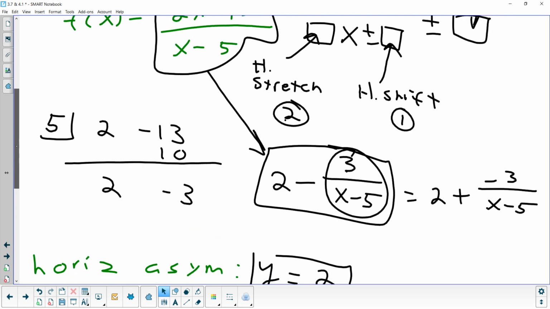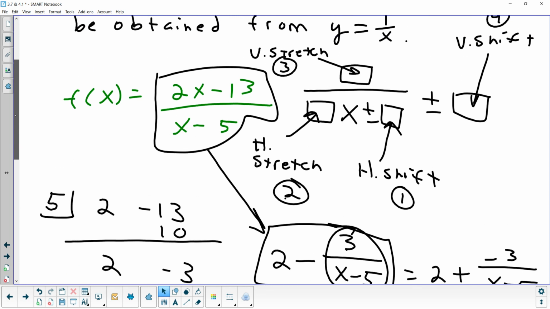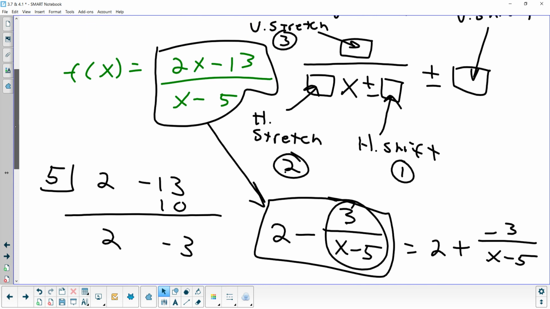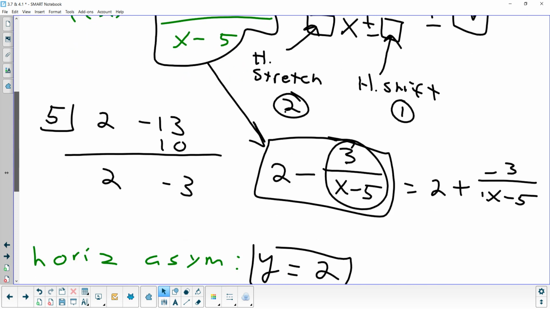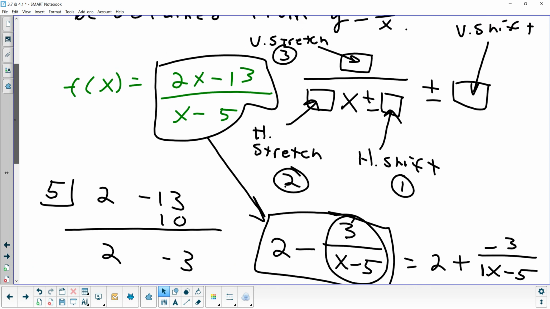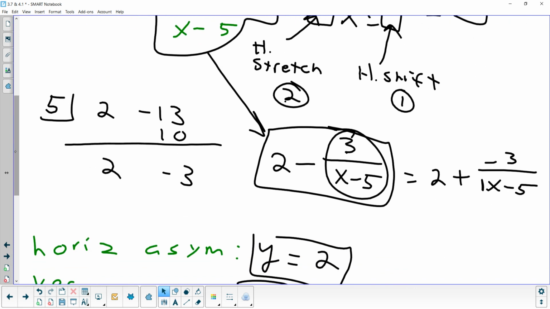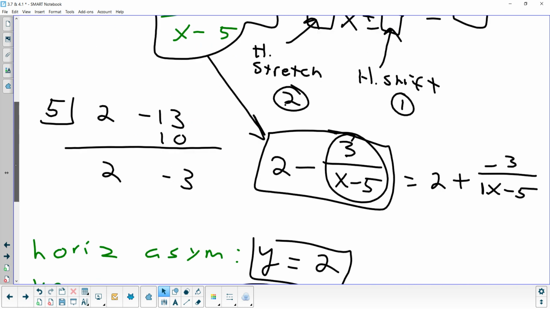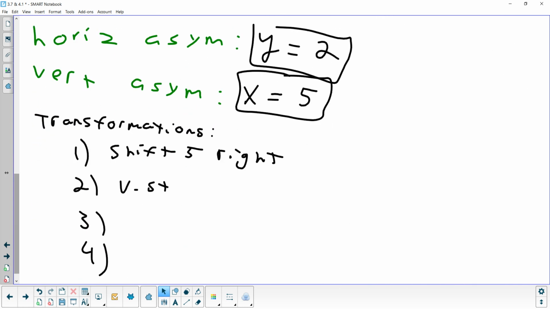That's the first one. What's the next number that I would focus on here? Well, normally you'd look for box 2, but there's nothing in box 2. It's a 1. So you can ignore box 2. So what is in box 3 in this case? Just the number, nothing else. Just the number part of it. Yep, 3. And that's a vertical stretch by a factor of 3.